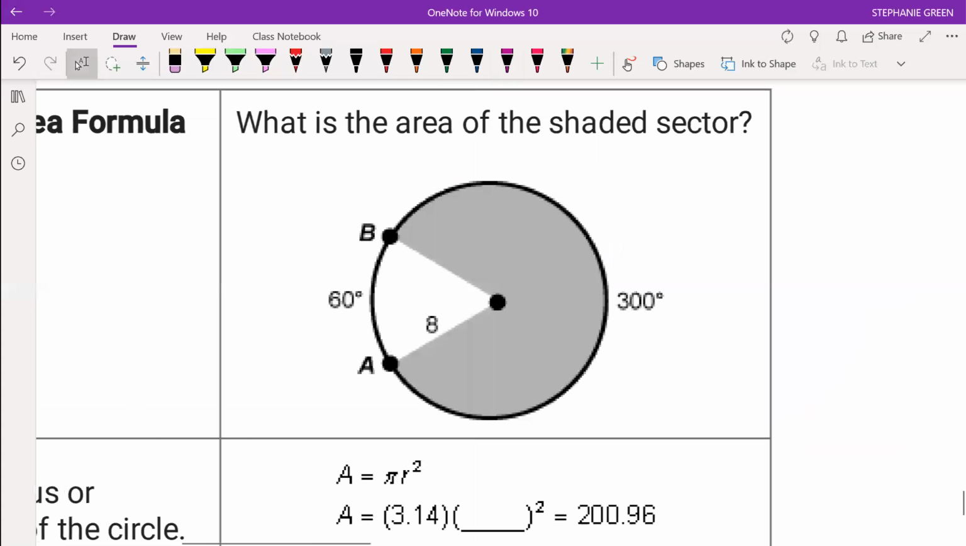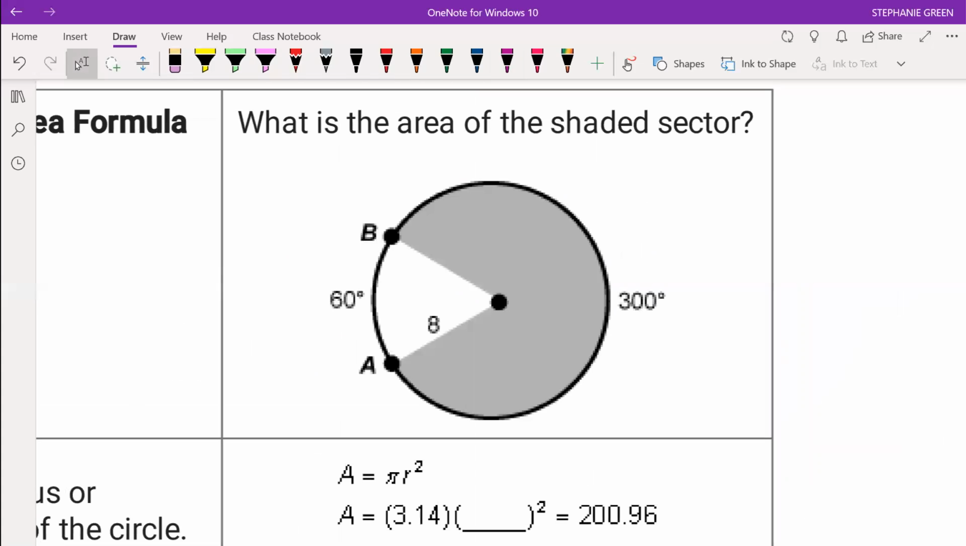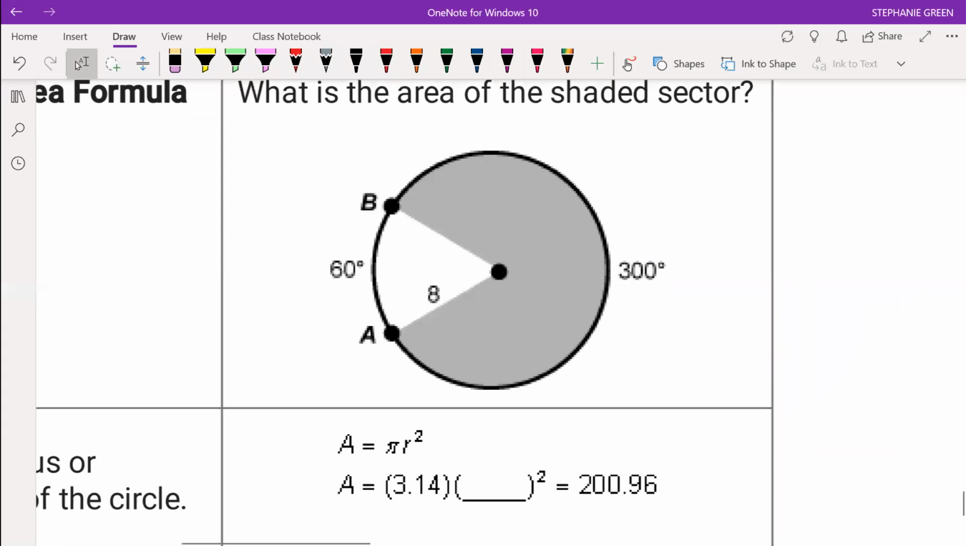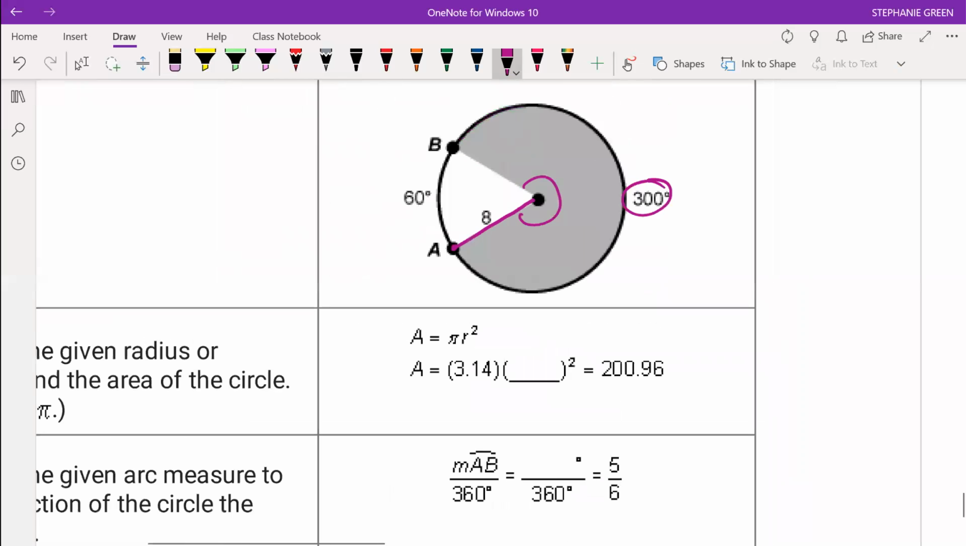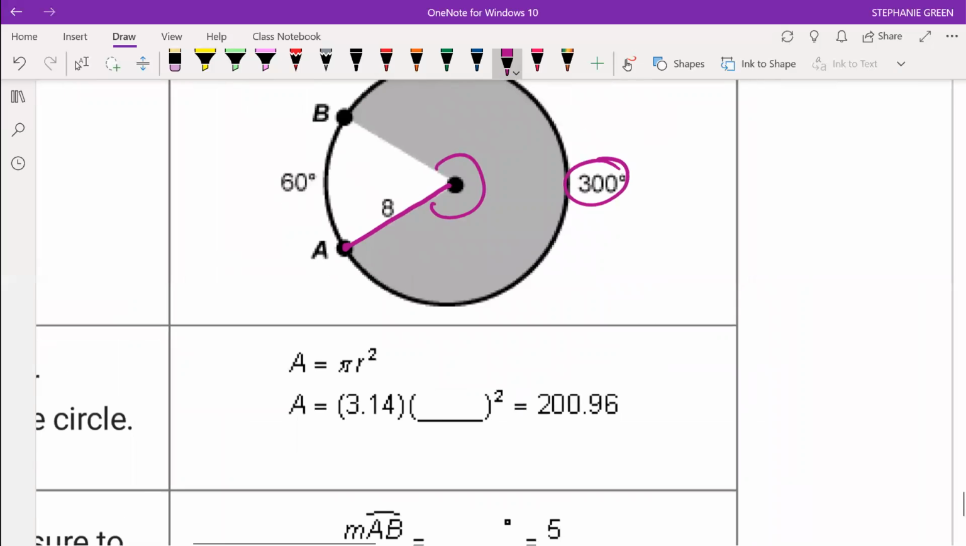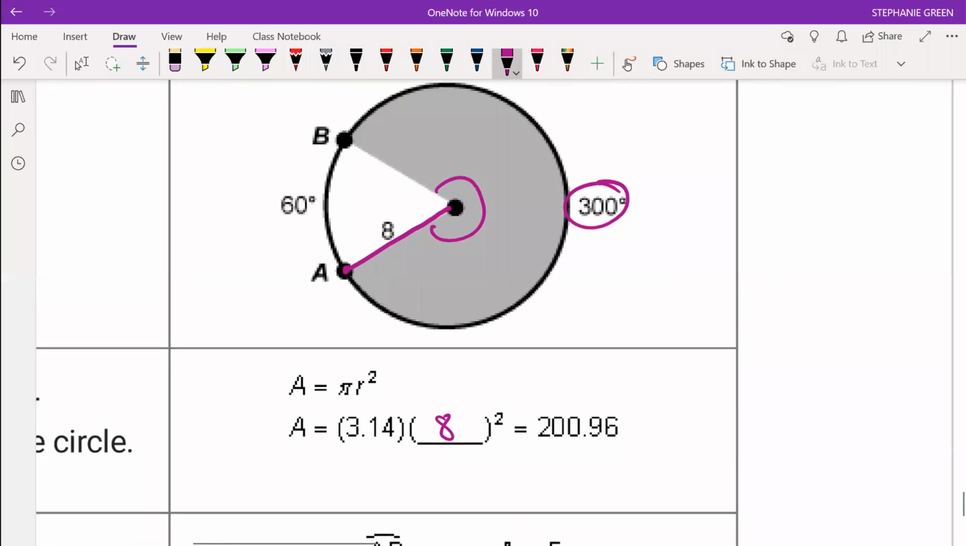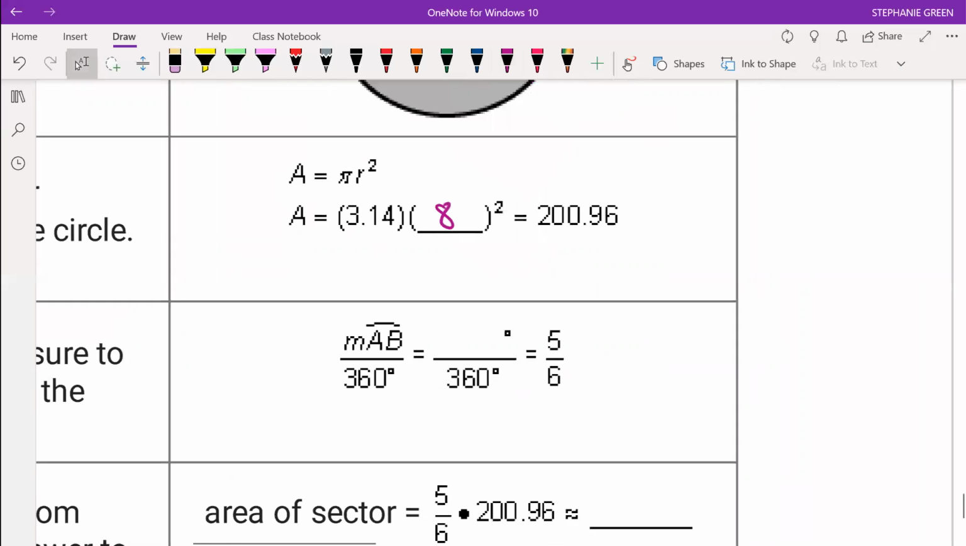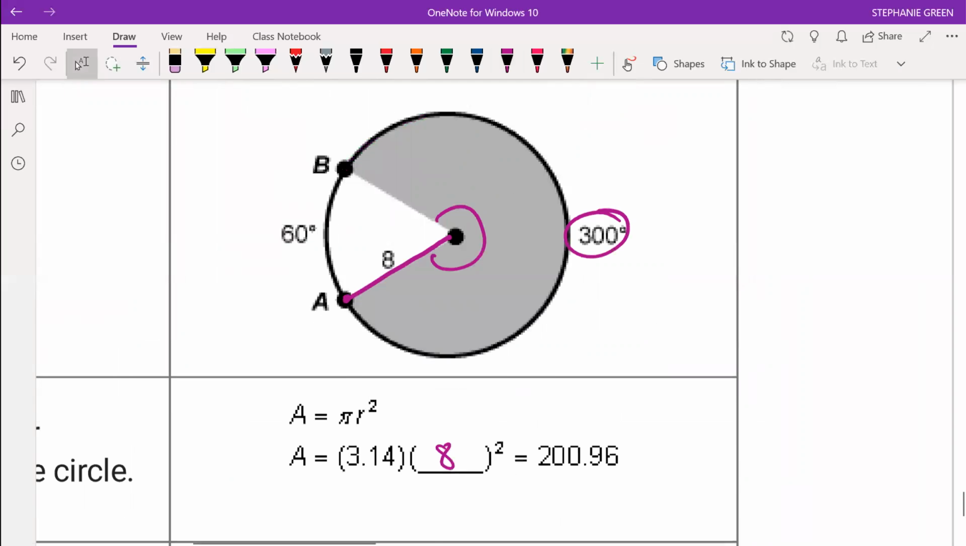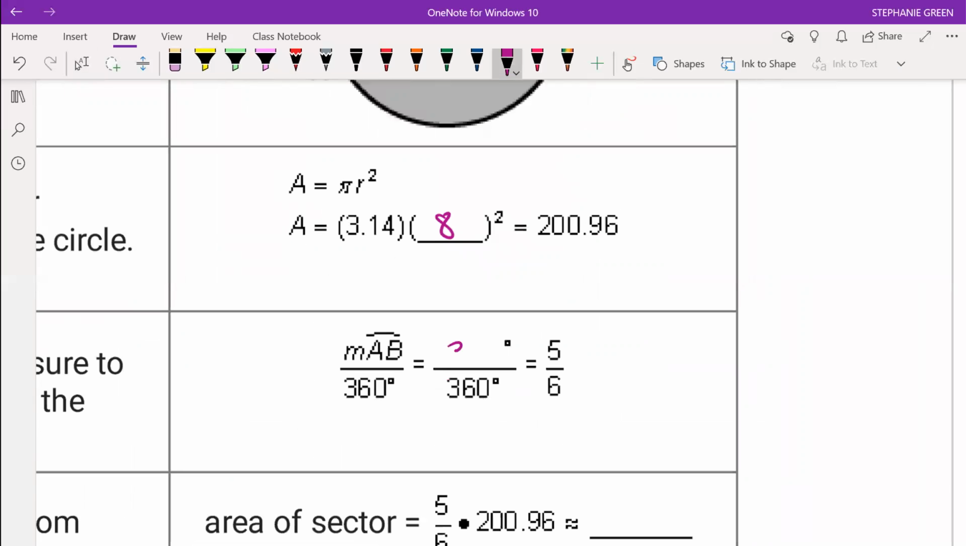Okay, in this one, we're trying to find the area of the shaded sector. I can see the central angle for this shaded sector is 300 degrees. And the radius of my circle is 8. So they start by finding the area of the whole circle. Pi r squared, where r is 8, is 200.96. That's 8 squared, and then multiplied by 3.14. Then I need to find the fraction of the circle. My central angle again was 300, so that's 300 over 360, which simplifies to 5/6.